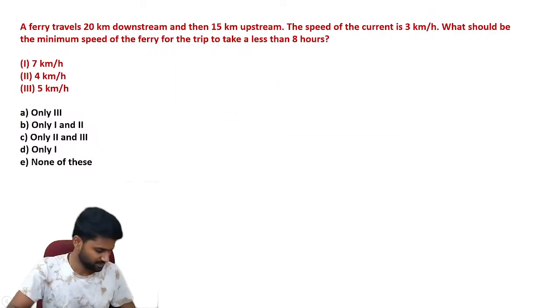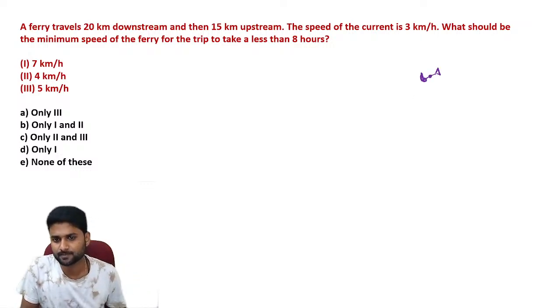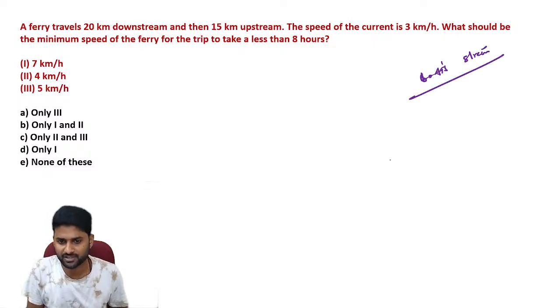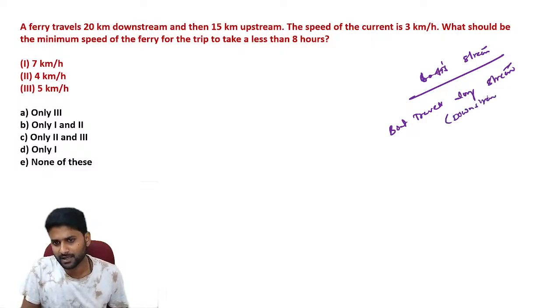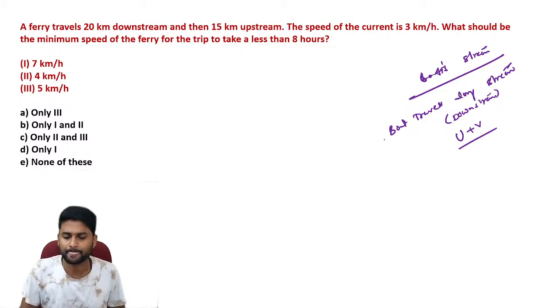Next, go through this concept. It's all about boats and streams. Simple concept of boats and streams, guys. If a boat travels along the stream, that is downstream. In any downstream, boat speed is added to the stream speed. That's why we are using the addition symbol, u plus v.